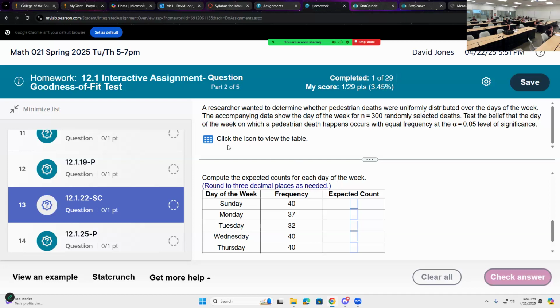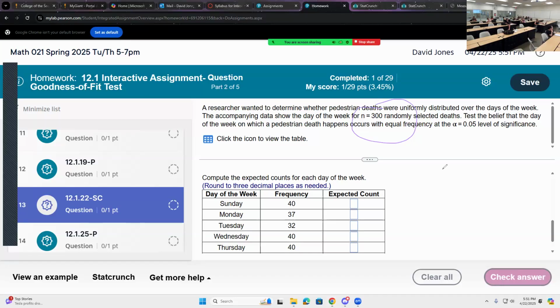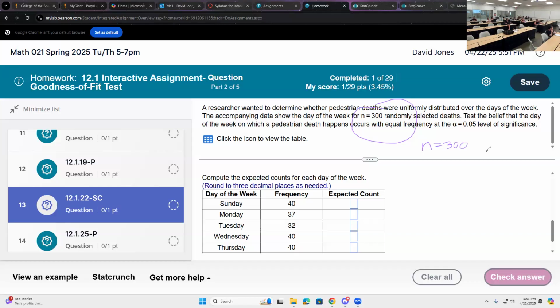So we need to figure out what this count is. They said there was 300. And P was 1/7. So N times P is 300 times 1/7. And it wants us to enter the 3 decimal places, which is annoying because they're all going to be equal. And I'm getting 42.857.